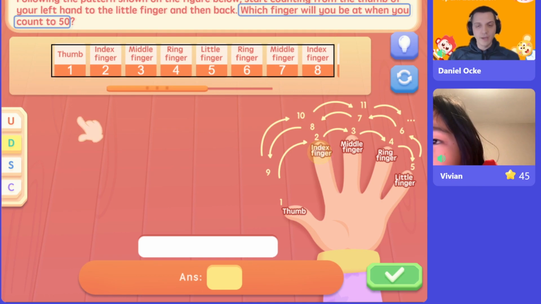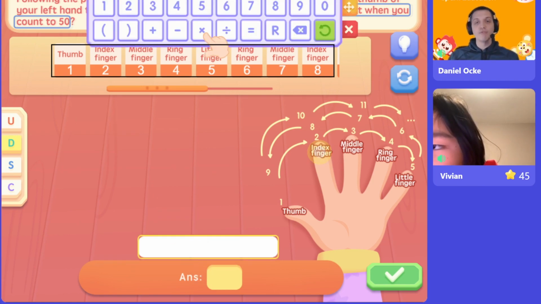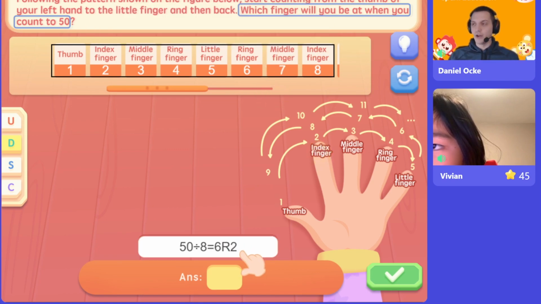So the pattern is thumb, index finger, middle finger, ring finger, little finger, ring finger, middle finger, index finger, and thumb. In this counting pattern, the repeated group is 8 numbers. To find the 50th, we do the same thing we've been doing. We take 50 and divide it by 8. When we do that, we get 6 with a remainder of 2.